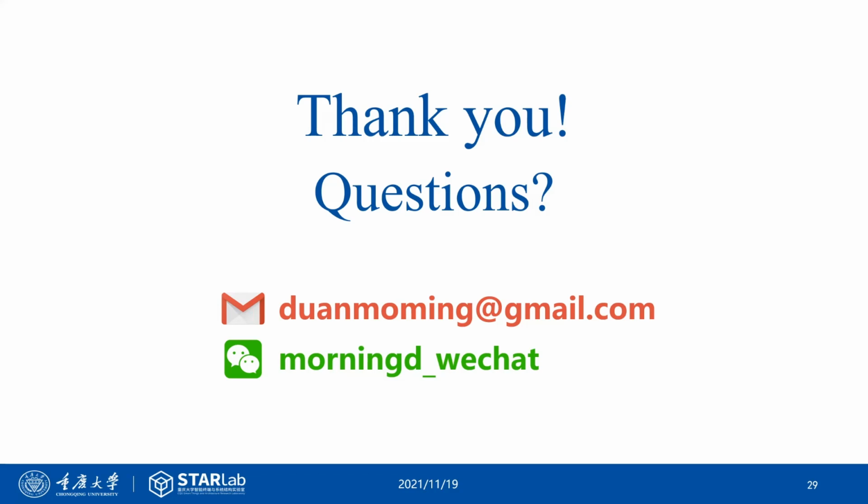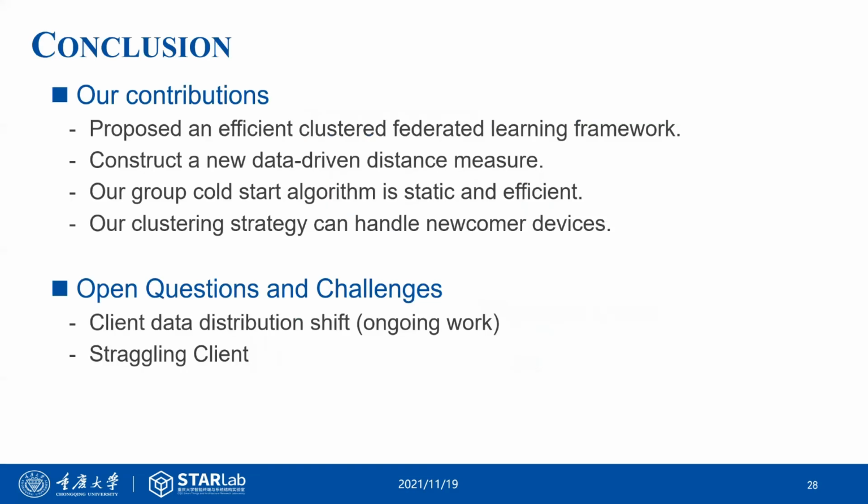I have a question on your future work. When you say data shift, you mean the data shift over time, right? Yes. Okay, I see. That's very challenging, even for the non-federated scenario. What about the second one? I don't understand. What is a straggling client? Can you explain a little bit more?